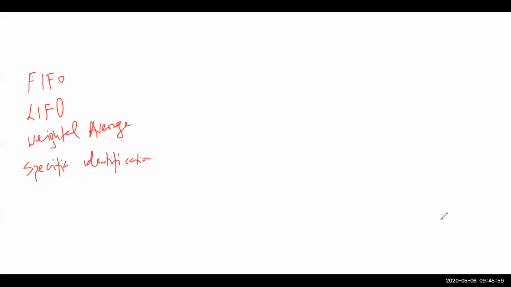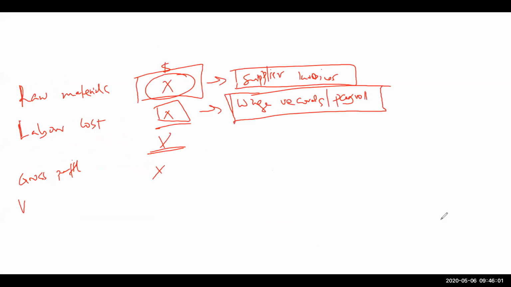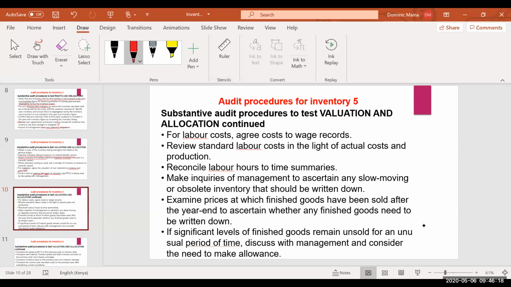Just to go back to the labor cost: the client should provide you with all the documentation relevant to the cost incurred towards labor when manufacturing that particular product. Review the standard labor cost in light of the actual cost and production, simply reviewing the labor cost incurred against the actual production. Reconcile labor hours to the time summary, so you can make a reconciliation.